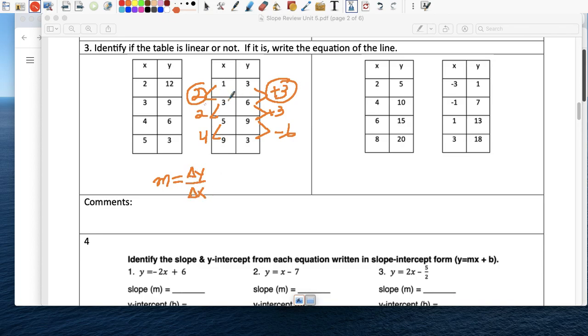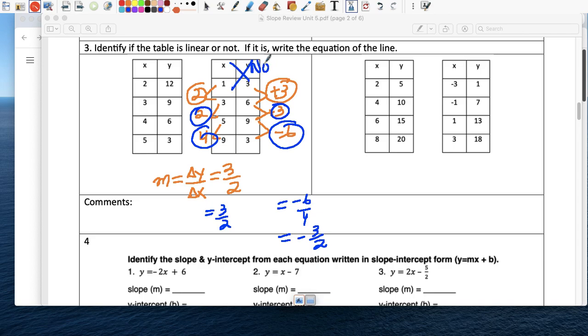So let's pick these two pairs. The first one, 3 over 2. Leave it as 3 over 2. Then you pick another one. I want to confirm, this is also 3 over 2. But notice that the last one, if you do negative 6 over 4, you actually get negative 3 over 2. So this table is not linear, and you can stop right there. There's nothing else to do.